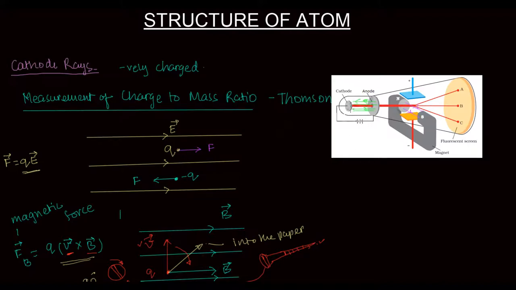So this is what I call a crossed field. Understand? This is called a crossed field. Why? Because the electric field is in the plane of the system, in this plane. So the electric field is like this. Understand? From the cathode to the anode.